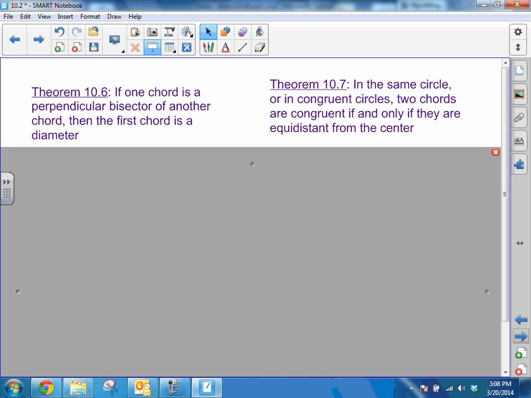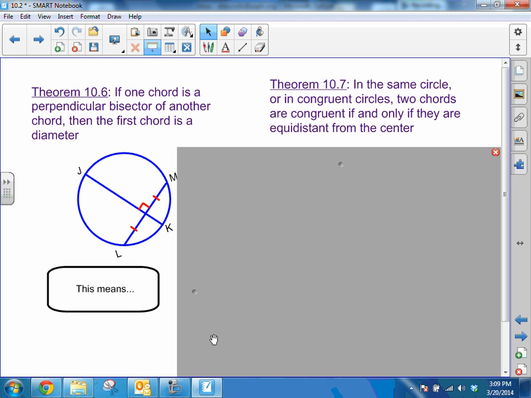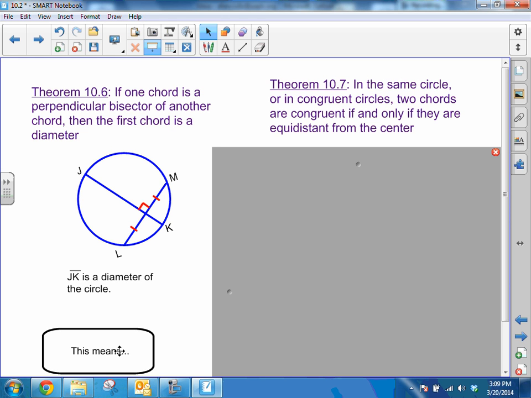Ready for the picture for 10-6? Okay. So if it says, if one chord is the perpendicular bisector of another chord, what are you going to draw? Very good. Two chords that are inside the circle, but one is straight down the middle. And what is that one going to be from all of this? The one in the middle. That is the diameter. So KJ ends up being the diameter because of this notation right here.